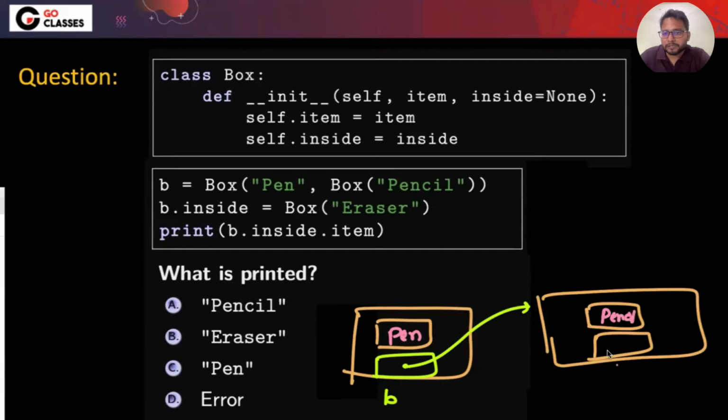Right? And this is none. I mean, after this line, this diagram will be there. Now they're saying B dot inside. B dot inside means this. Okay. Now they're saying let's just change it. Earlier it was basically having the reference of this box, but now they're saying let's change this reference and let's just change it to refer to some other box which is having eraser.